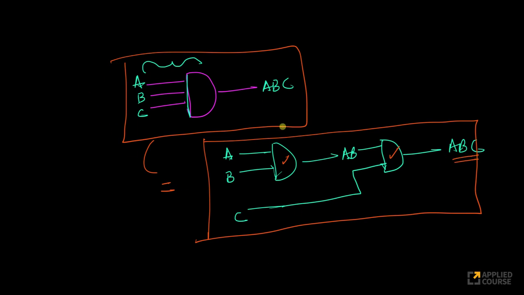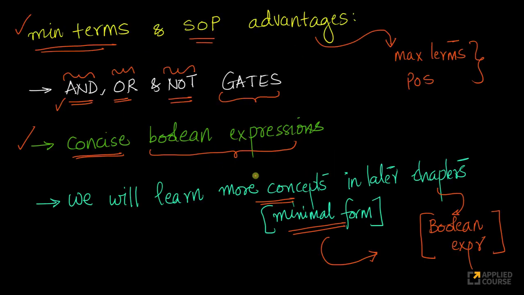This is how you can do electronic circuit design. Again, this section is only a very basic introduction. We'll understand much more about it. We'll understand about max terms, product of sums, minimal forms, canonical forms, all of it in the future chapters. I'm giving you a glimpse of what we're going to see in the future.